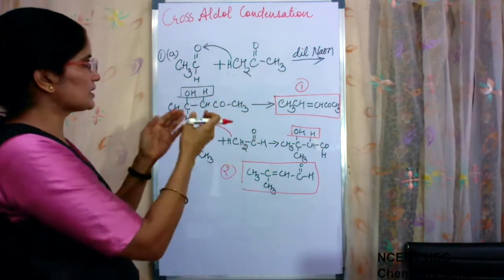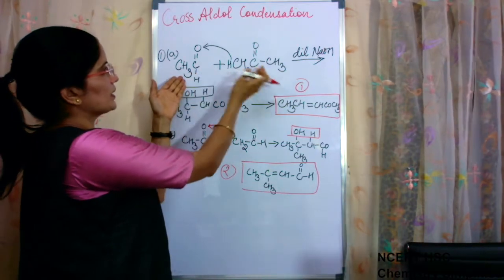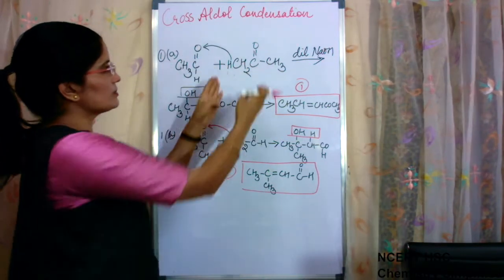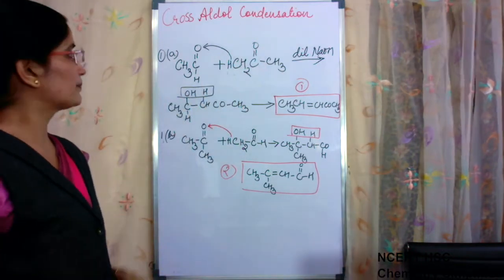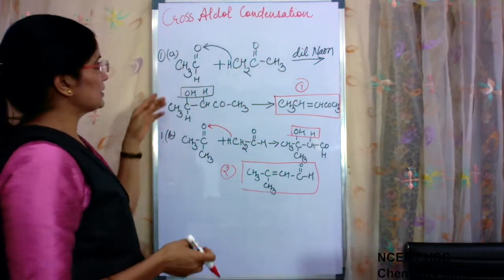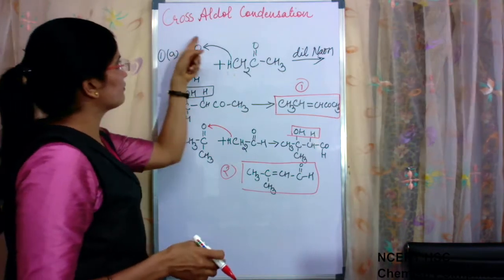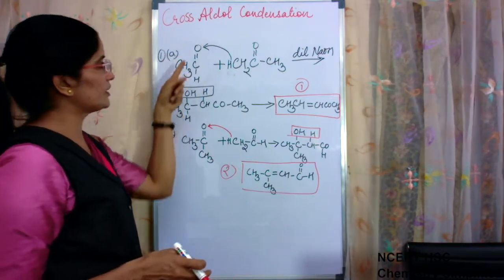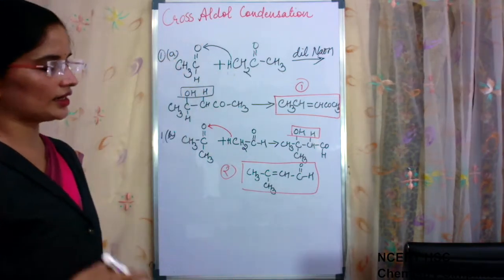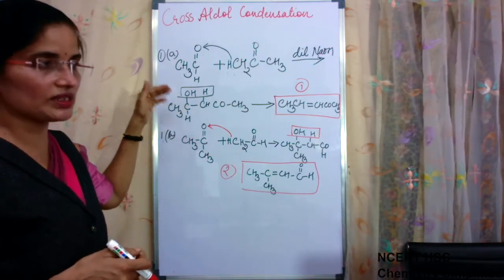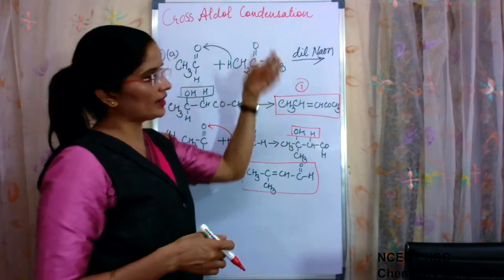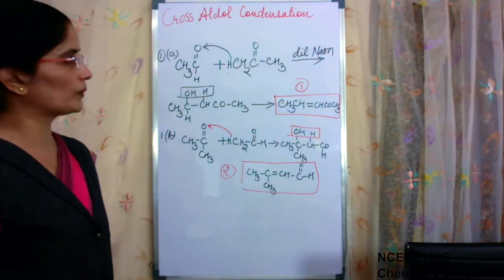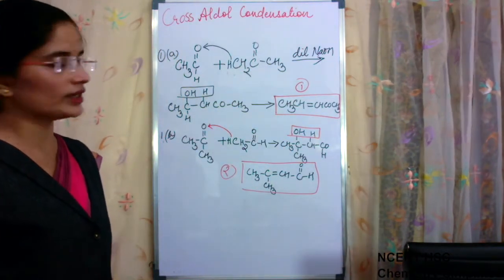So what will happen? Sometimes this will be first and some molecules will be reacting with it. And because they are present in bulk, it is also possible that one acetaldehyde will react with another acetaldehyde molecule only. That means self-condensation. Similarly, one acetone can react with another acetone also, because that is just like aldol condensation.